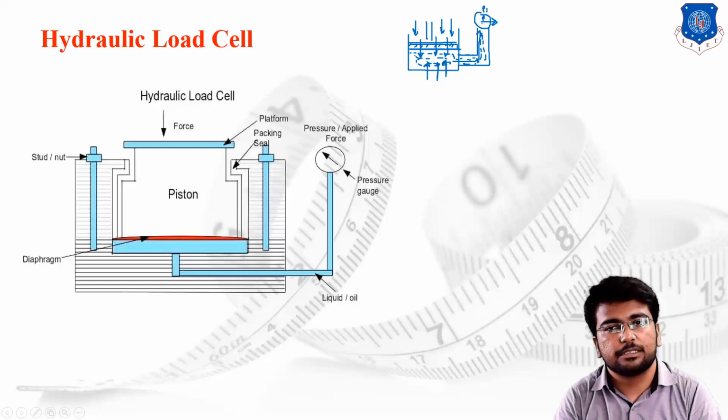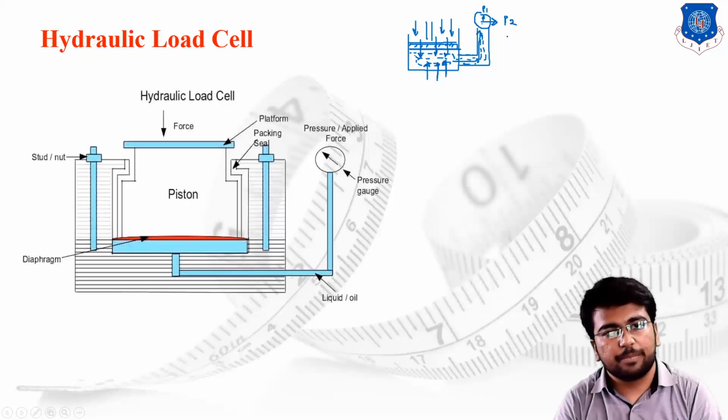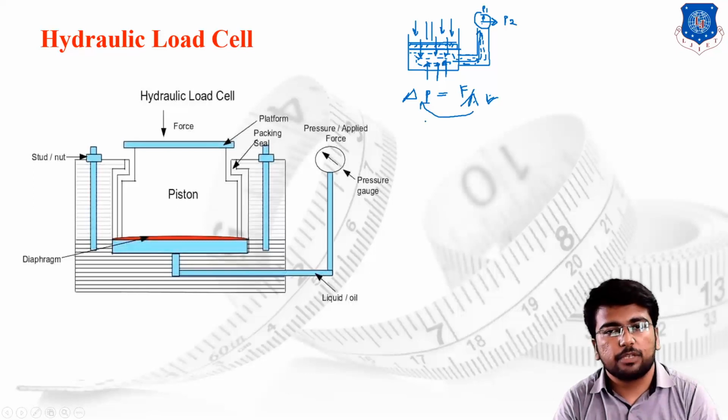Suppose this is P1, then the pressure gauge will show the value P2. P2 means the higher pressure has been generated inside the hose piping as well as inside the chamber of the piston cylinder arrangement. So whatever change of pressure is generated, you are simply calculating the change of pressure, let's say delta P, which is equal to F upon area. Now what is the area? You know the area of the loading platform on which the force has been provided. Then you simply put the value of area over here.